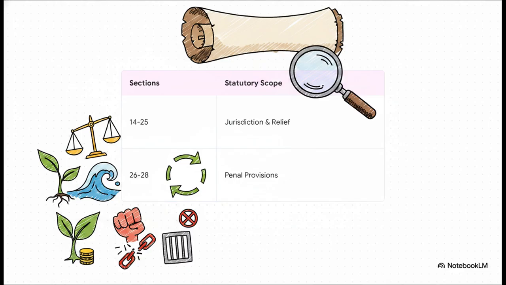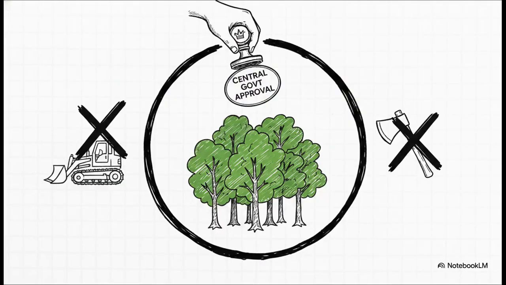Sections 14 through 25 cover the tribunal's jurisdiction, its powers, and its unique ability to grant relief, compensation, and restitution of the environment. Meanwhile, sections 26 through 28 contain the real heavy-hitting penal provisions. If a corporation decides to ignore an NGT order, these are the sections that allow for severe fines and even imprisonment. Now, beyond the NGT, your exam will undoubtedly test the Forest Conservation Act of 1980.